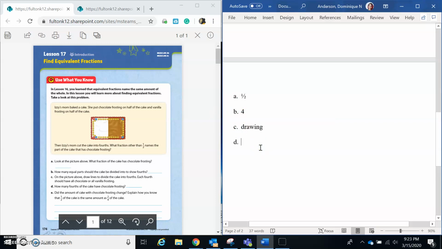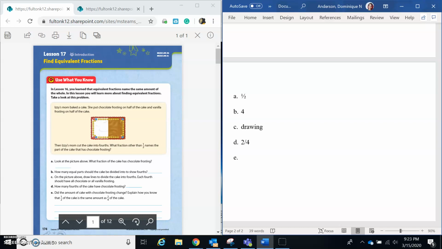So now that you've done that, it says, how many fourths of the cake have chocolate frosting? So if you partition it into fourths, how many parts now are chocolate? You should have 2 fourths because 2 of the 4 equal parts are chocolate.